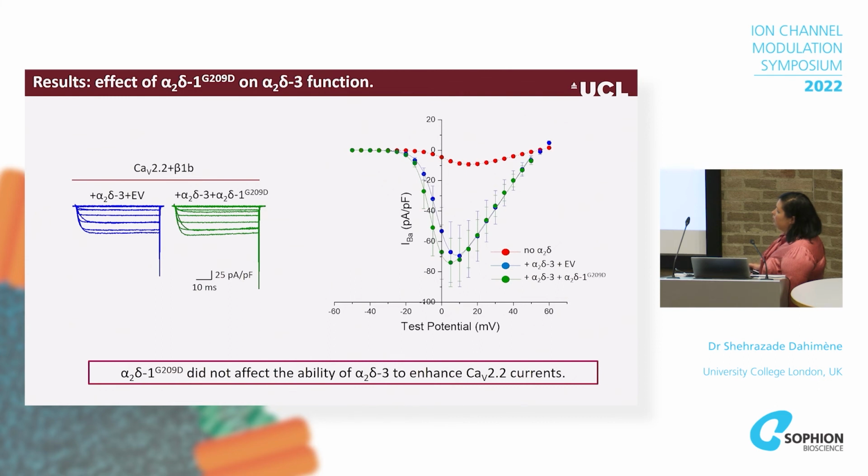And as you can see, there is no difference between these two conditions, and this is shown in the IV, which shows that the alpha-2 delta-1 mutant did not affect the ability of alpha-2 delta-3 to increase the CaV2.2 current, so it didn't interfere with alpha-2 delta-3 function.